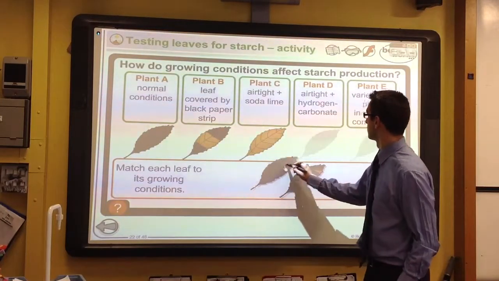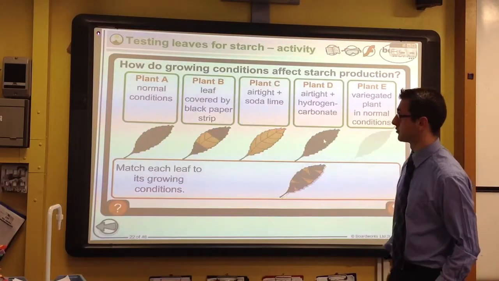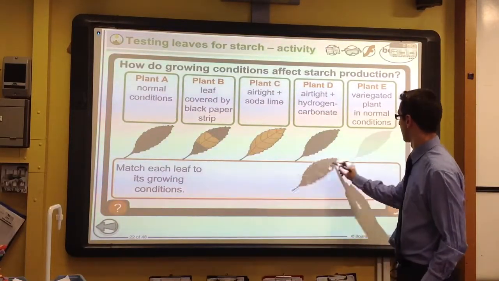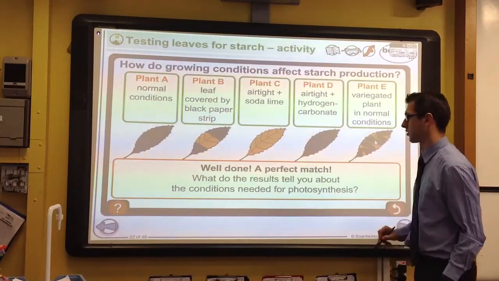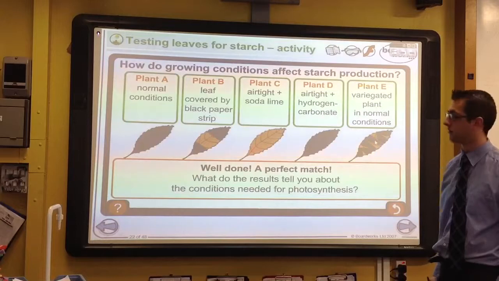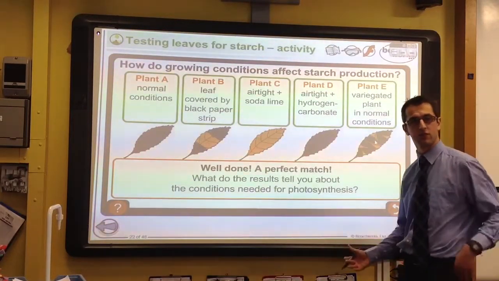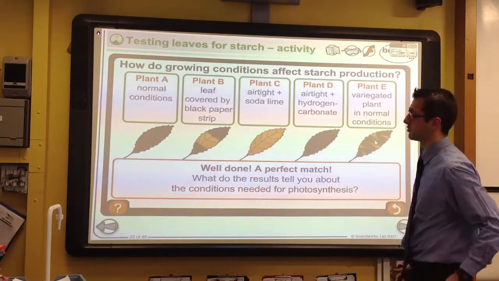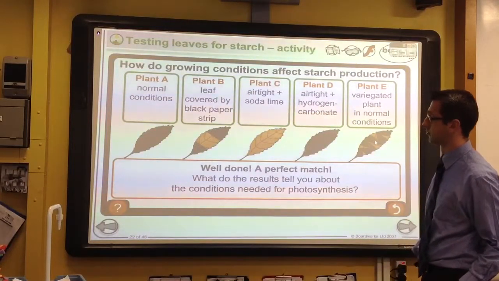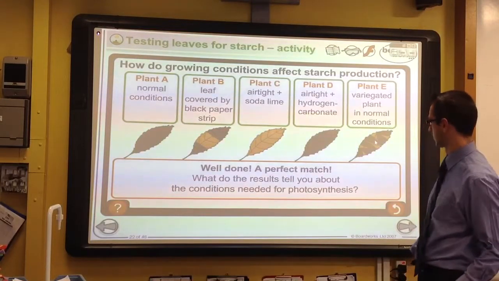If it's got sodium hydrogen carbonate in there, that might be providing CO2, so again it produces lots and lots of starch again, and a variegated leaf would be one, as we've just looked at, showing that you get different coloured patches where the light and the chlorophyll are both able to work together. So that's a typical set of results that they might give you and expect you to be able to explain what has happened at each stage, or proving that light and CO2 and chlorophyll are all requirements for photosynthesis to take place.